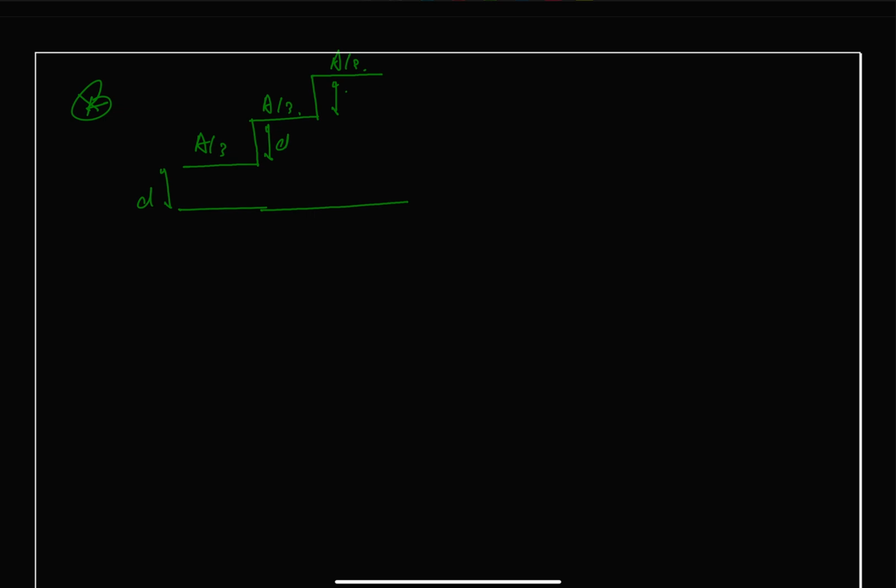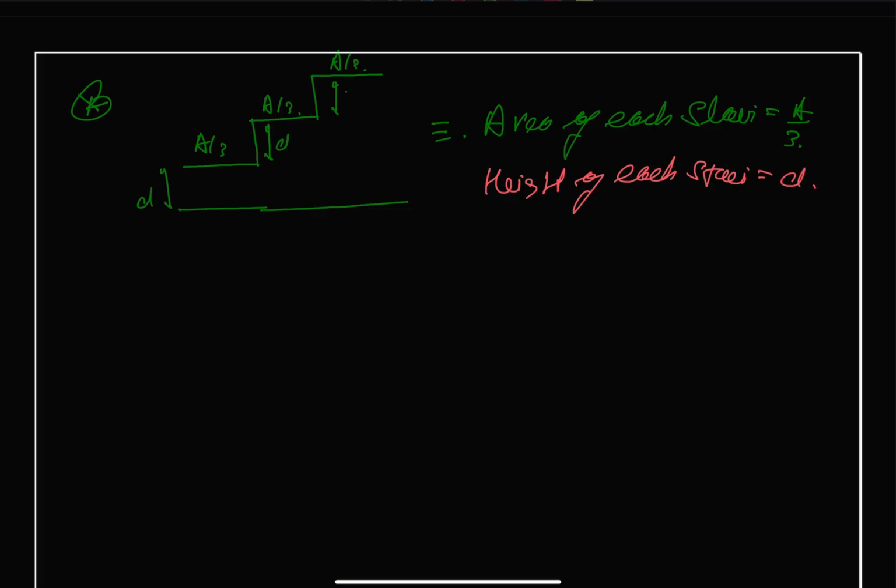And we are given that the area of each stair is A by 3, and the height of each stair is D, and we have to find the total capacitance of this particular arrangement. So here we are going to get 3 capacitors. One will be this one, let us call this C1. The second one will be this one, C2, and the third one will be this one, C3.